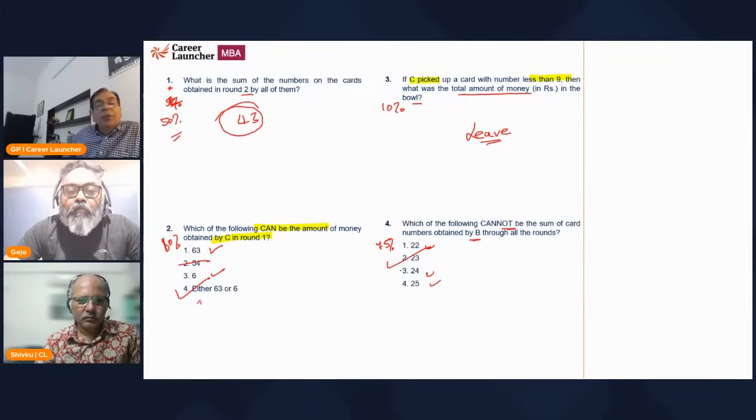This was a set which I did not solve in the paper, to be very honest. I solved it after the paper. But once I solved it, I realized that the choices are very, very good in this question.